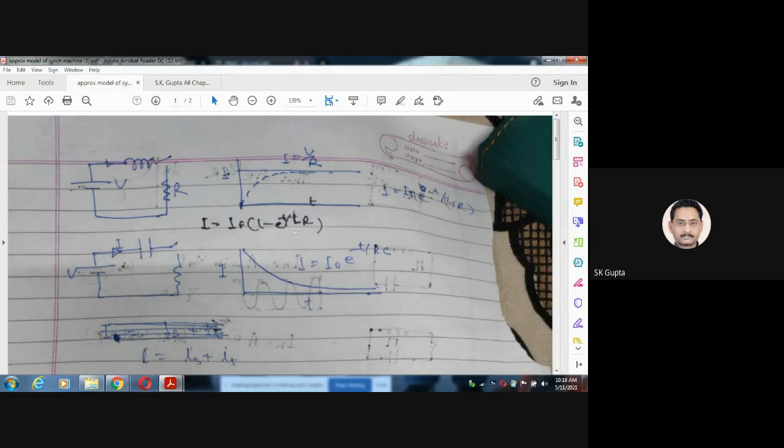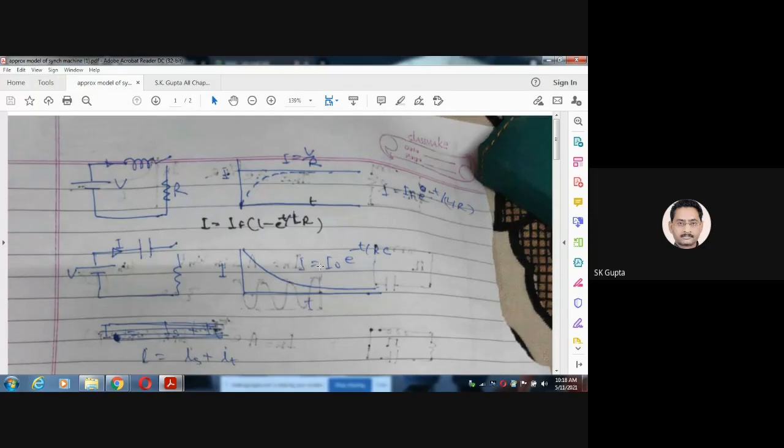So net current will be given by I = I0 e^(-t/RC). So you can say the final current, here final means steady state current or forced current, will be 0. Finally the current will be 0, and the transient current is this. So the total current is also this. This is the total current, meaning forced current plus natural current, and the forced current is 0. Or you can say steady state current plus transient current is the net current.